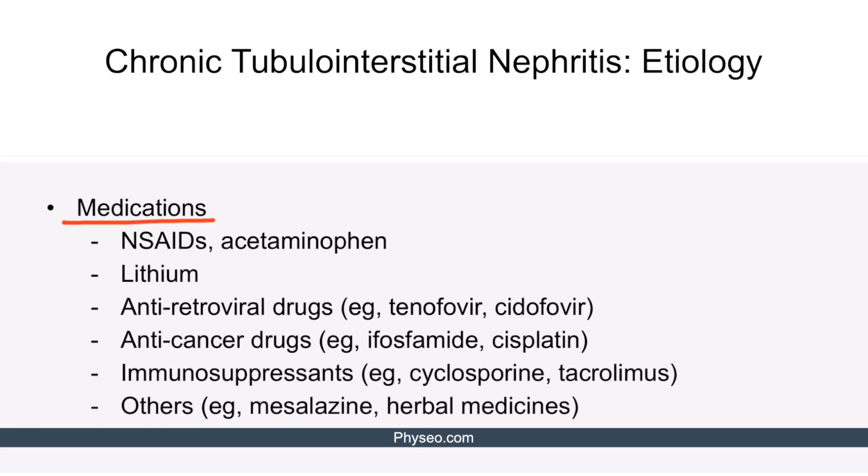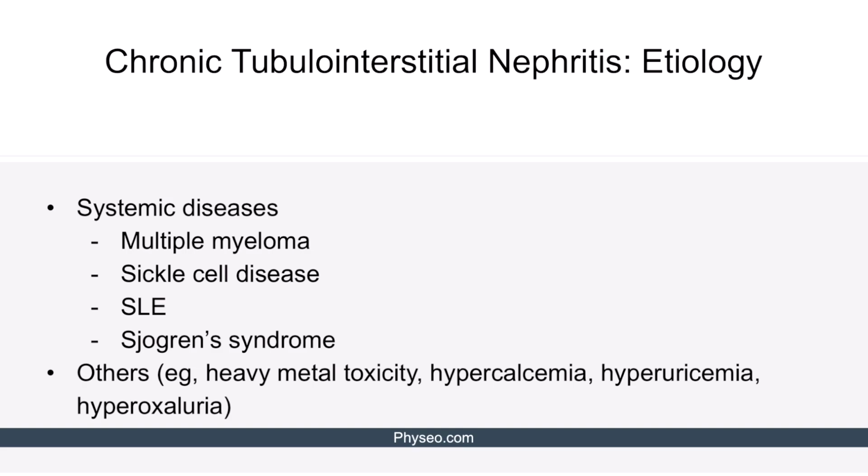Other medications include lithium, antiretroviral drugs like tenofovir and cidofovir, anti-cancer drugs like ifosfamide and cisplatin, immunosuppressants like cyclosporine and tacrolimus, mesalazine, and herbal remedies. Systemic diseases such as multiple myeloma, sickle cell disease, systemic lupus erythematosus, SLE, and Sjogren's syndrome can also lead to chronic interstitial nephritis. Other possible etiologies include heavy metal toxicity, hypercalcemia, hyperuricemia, and hyperoxaluria.